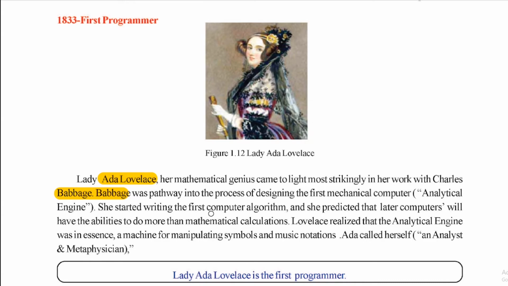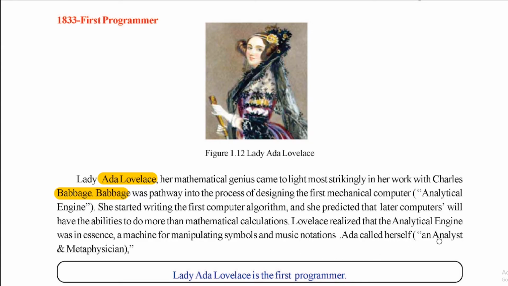She started writing the first computer algorithm, that is, instructions, and she predicted that later computers would have the ability to do more than mathematical calculation. What she predicted is absolutely true today. Lovelace realized that the analytical engine was in essence a machine for manipulating symbols and music notation. Earlier, machines were used for manipulation of symbols and also for music notation.